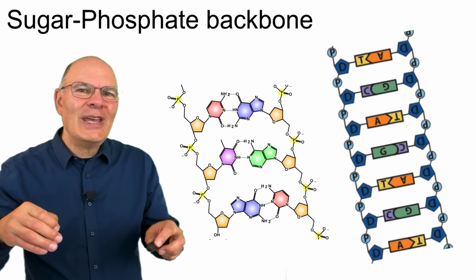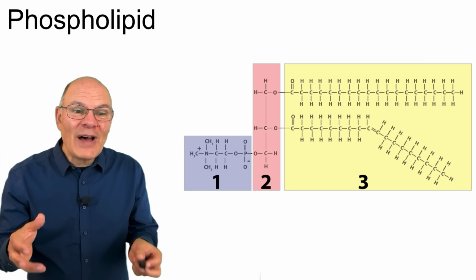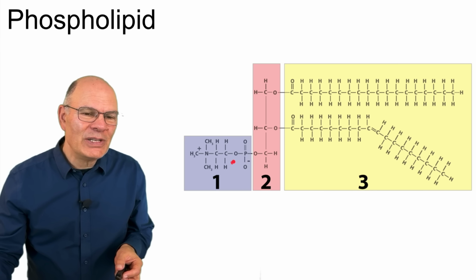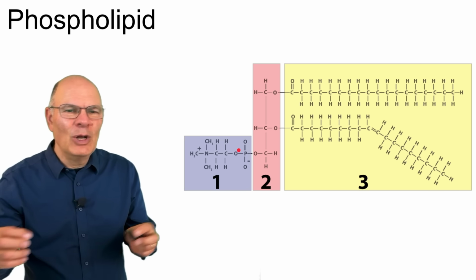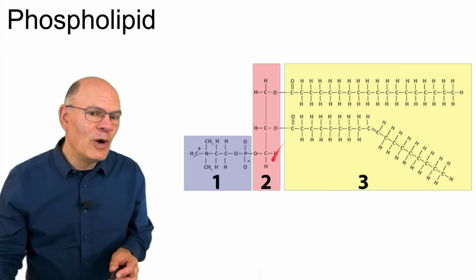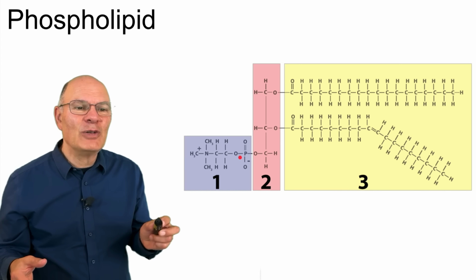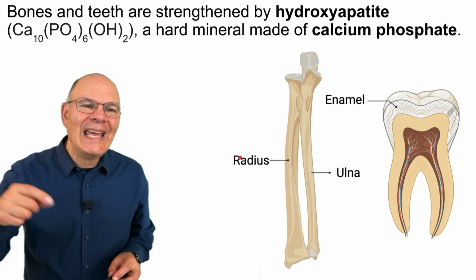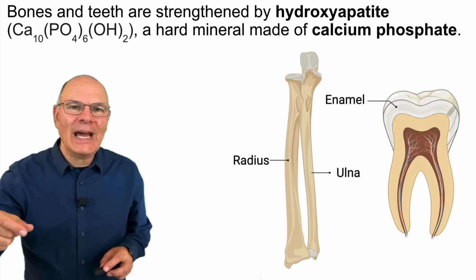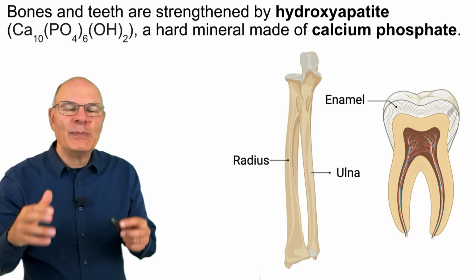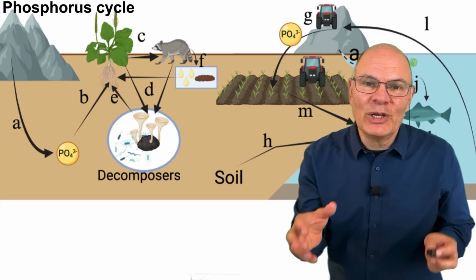Here's phosphate as part of the sugar phosphate backbone. Here's a phospholipid, and it's the presence of this phosphate over here that gives phospholipids their dual nature, hydrophobic over here and hydrophilic over here, largely because of this phosphate group. And bones and teeth are strengthened by hydroxyapatite, which is a hard mineral that's made of calcium phosphate. How does the phosphorus cycle work?